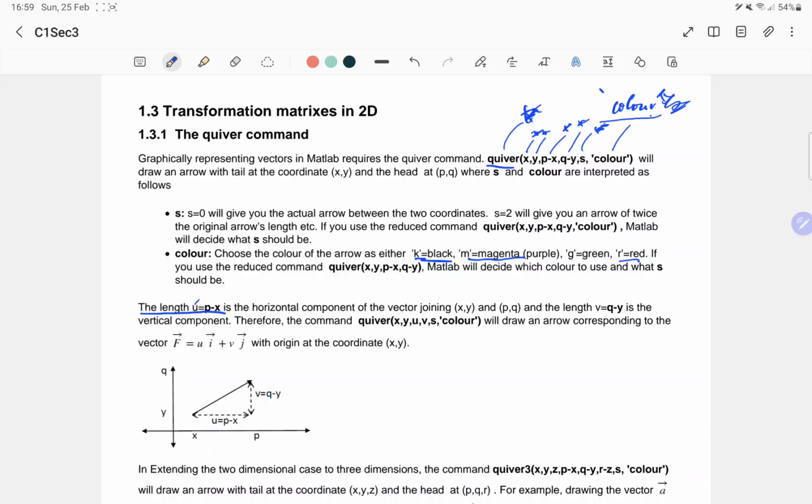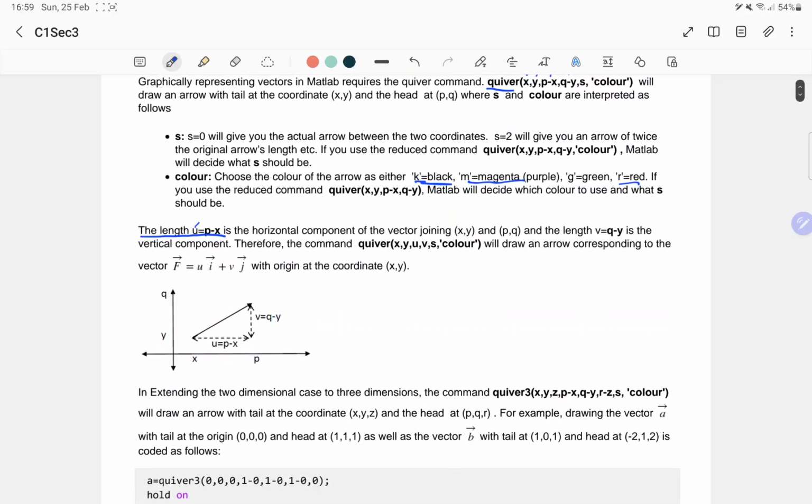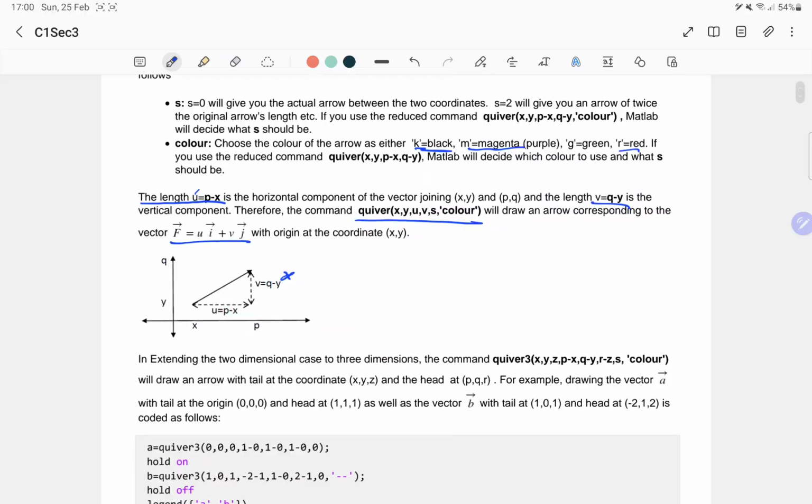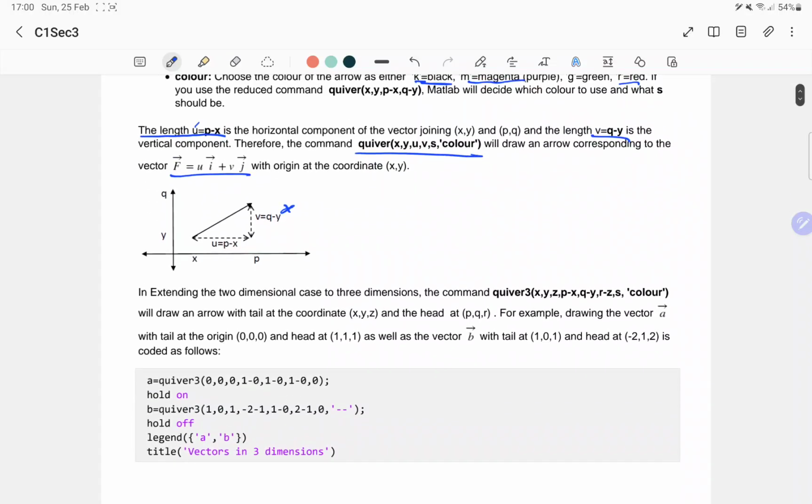The length p minus x, we're going to call it u, is the horizontal component of the vector joining (x, y) and (p, q), and the length q minus y is the vertical component. Therefore, the command quiver will draw an arrow corresponding to the vector with origin at the coordinate (x, y), which is this one.